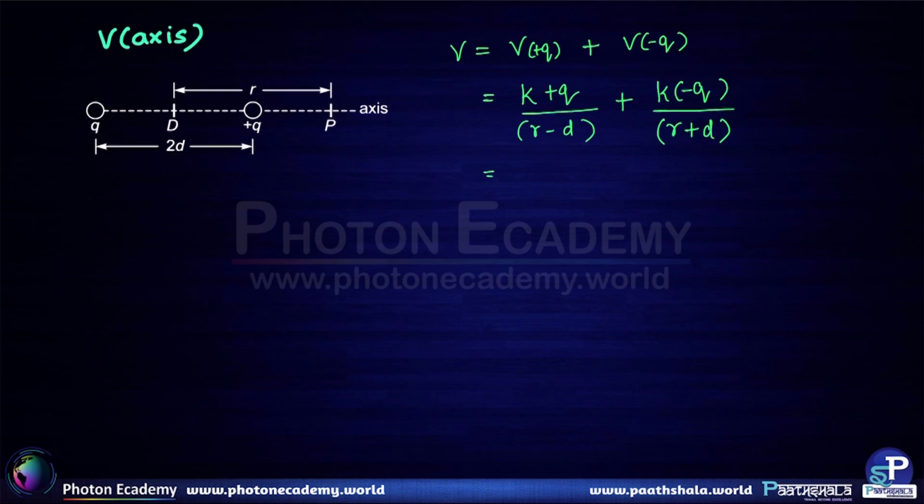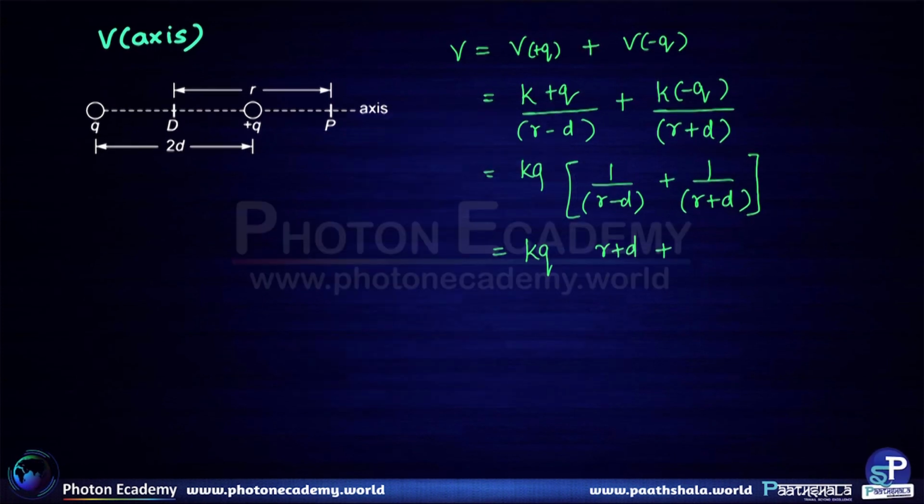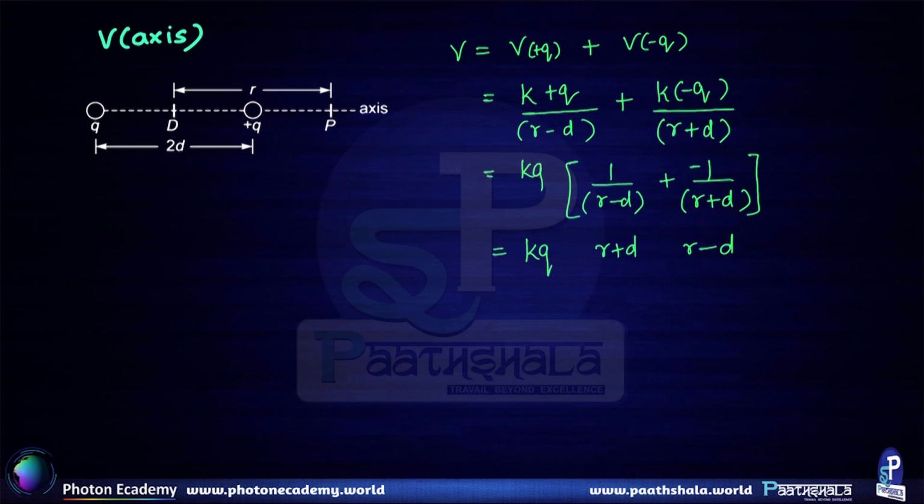So this will be equal to kq, 1 upon r minus d plus 1 upon r plus d. This will be equal to kq, r plus d plus r minus d. Okay, instead of a plus sign here there is a minus sign because of the negative charge, and hence we actually have to write this here with a minus sign. R plus d minus r minus d, whole divided by r minus d into r plus d.